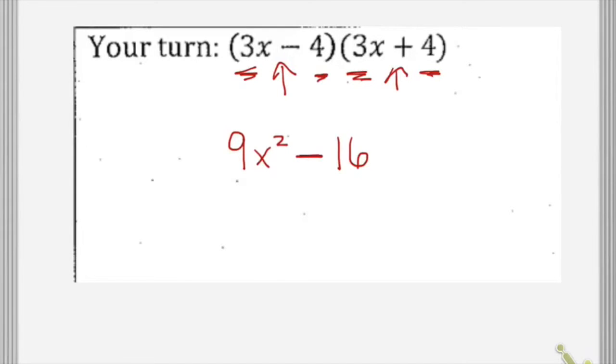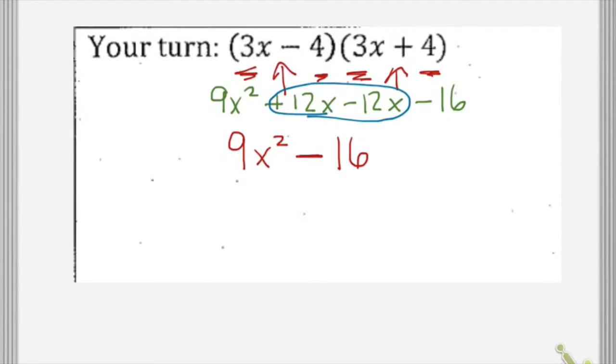Now again, you could always go back and do the FOIL process for that, and you would get the first is going to give us our 9x squared, outer is going to give us plus 12x, our inner would give us negative 12x, and then our last is that negative 16. And we see that these two terms will cancel. That's going to happen every time with a difference of squares, which is why we can learn the pattern and just go right to that simplified answer.